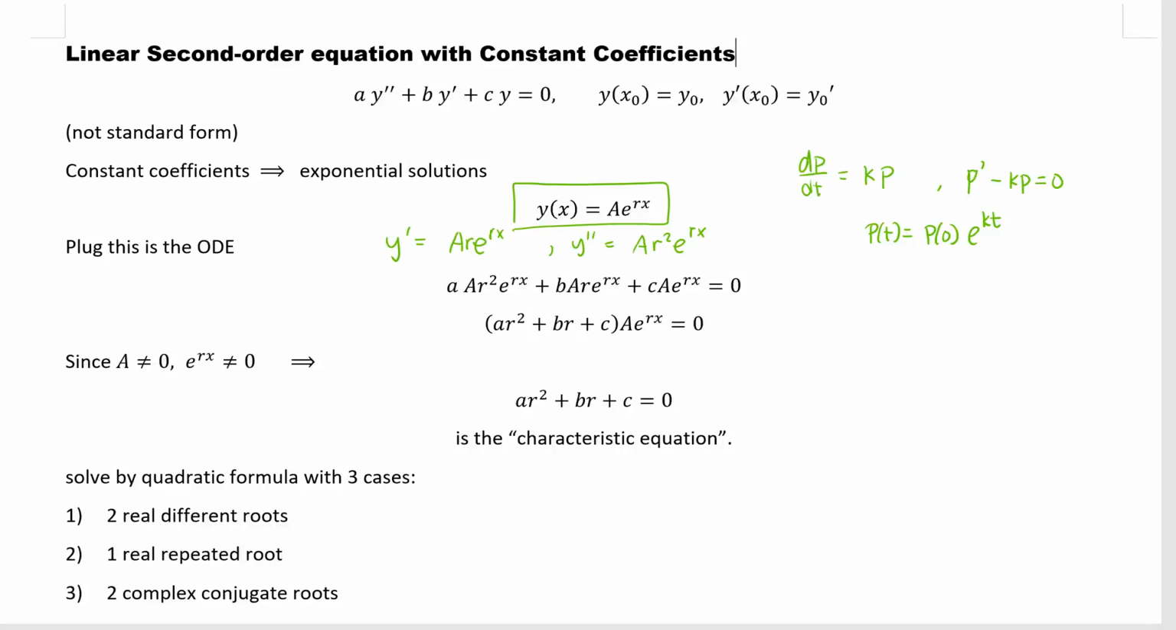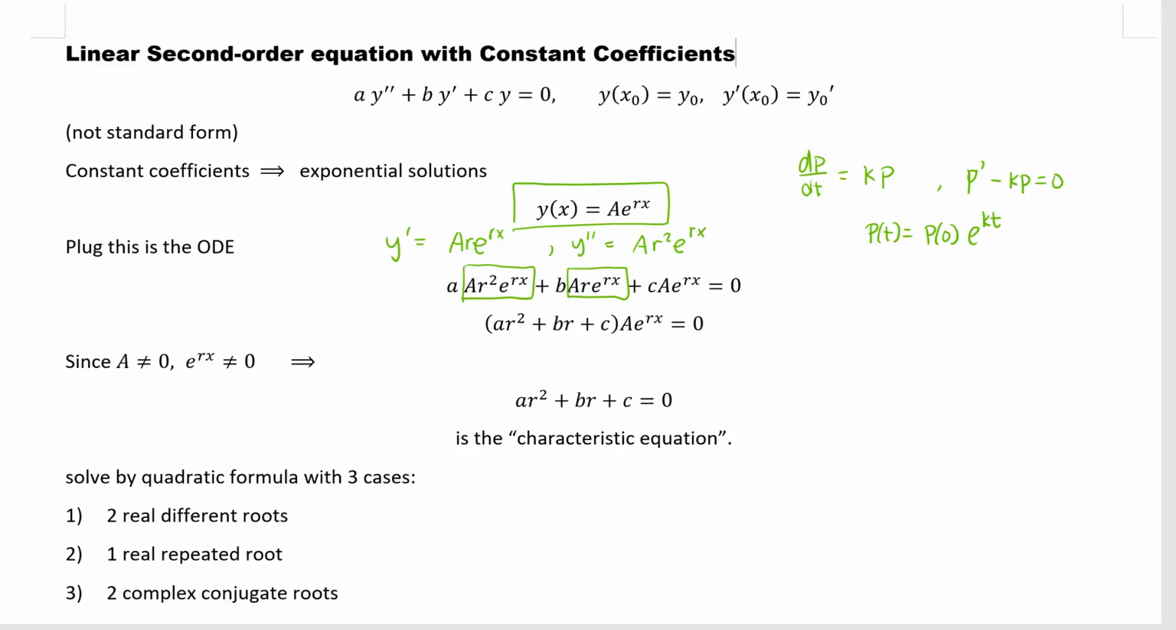And then we plug this into our ODE. So y prime prime is a r squared e to the rx, plus b times y prime. y prime is a times r e to the rx, plus c times y is a times e to the rx. Can you see all the terms consist of a times e to the rx? So let's factor out a times e to the rx.